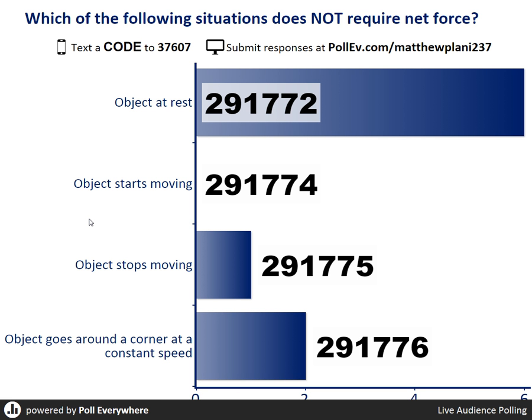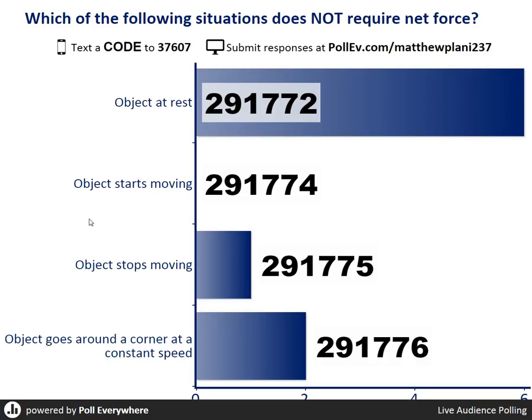All right. So we said that Newton's first law states that an object will remain at rest or moving with a constant velocity, the same speed and same direction, as long as there is no net force. Basically, net force causes something to accelerate. If there is no net force, there will be no acceleration.